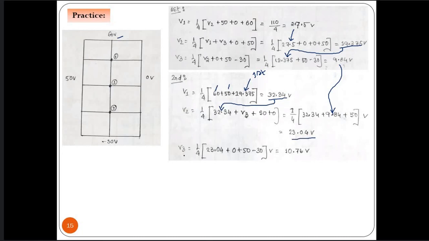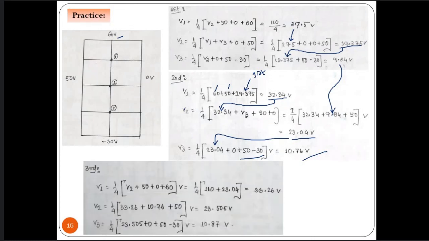Then you find out V3. V3 depends on the V2. So V2 is calculated as 23.4. Now all of the fixed node. So in that way, this is the second step of the iteration method. You have to apply the third also. So at the end of the third step, it is 33.26.